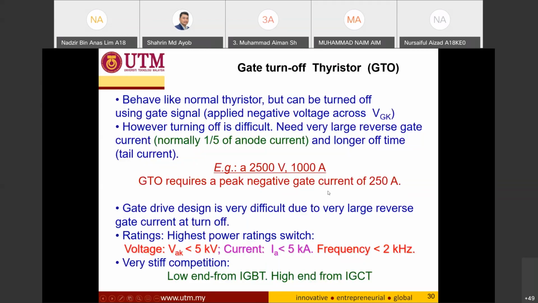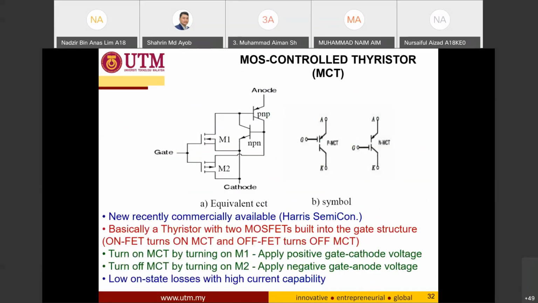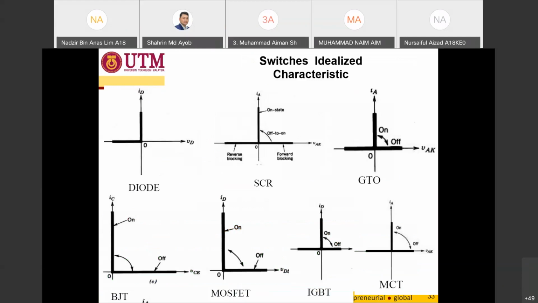And as you can see here, this GTO has a very high power, high voltage and high current rating. The frequency is always not larger than 2 kilohertz, that is its rating. But this GTO is actually not very popular. And then we have also IGCT, MCT. Okay, so this is the switch idealized characteristic. You need to remember this.